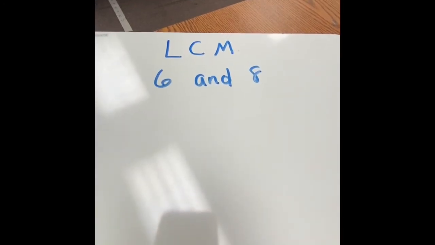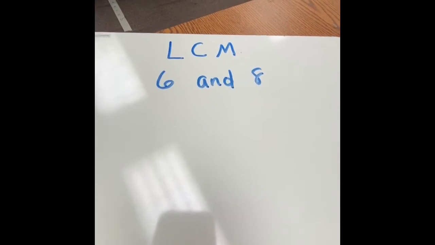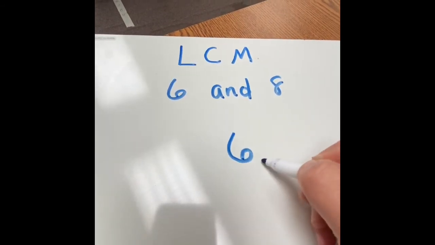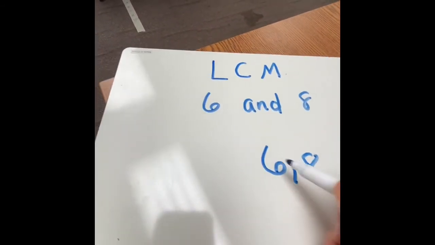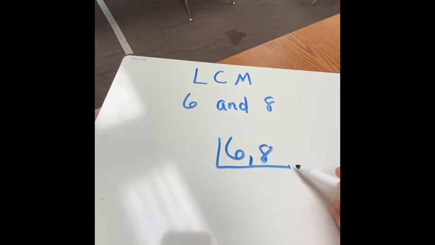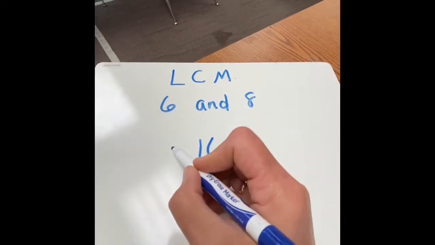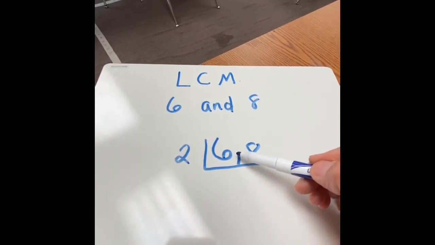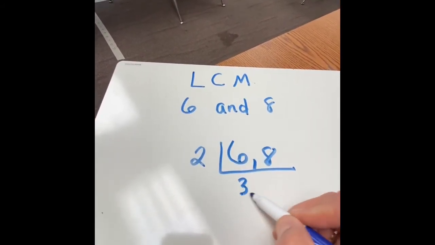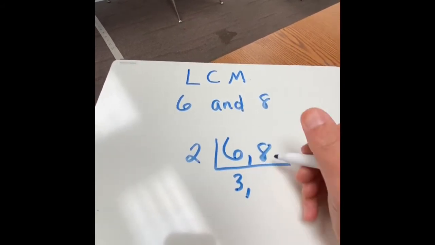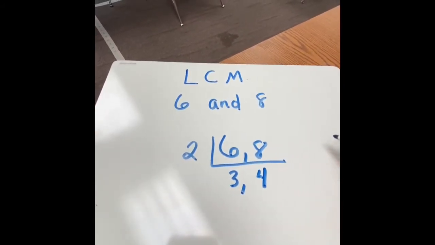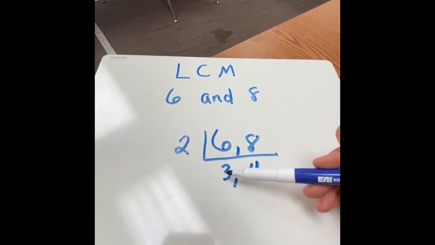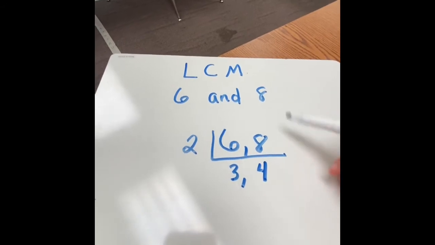Okay, now let's look at the LCM of 6 and 8 using the ladder method. So you're going to do it the same way you did the GCF. You're going to make it 6 and 8. Looks like an upside down division sign. Now we're going to factor out a 2. Okay? So 2 goes into 6 3 times. 8 divided by 2 is 4. So now the only common factor we have is 1. So that tells us we have them all.